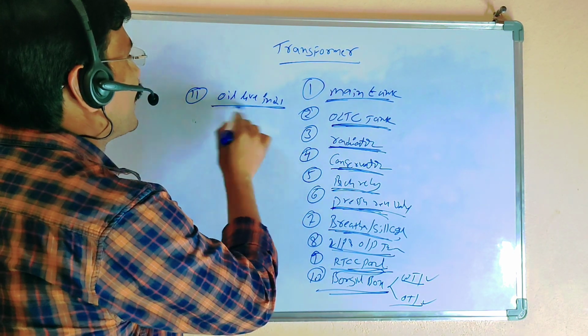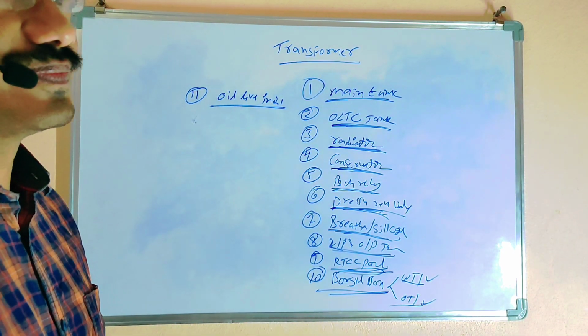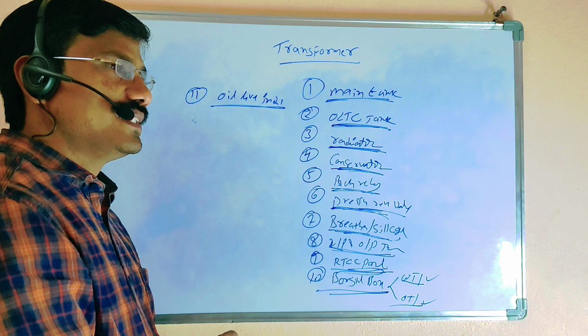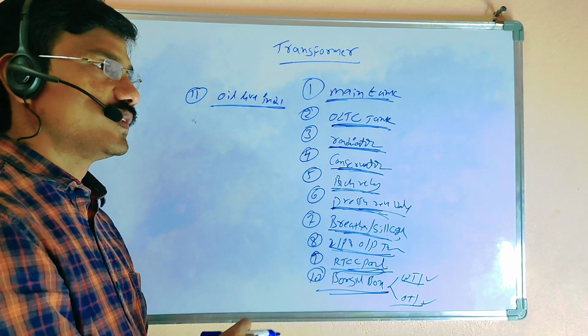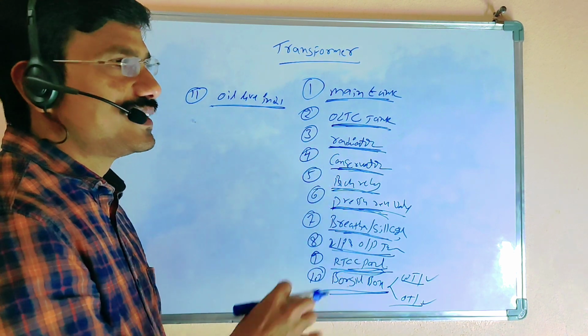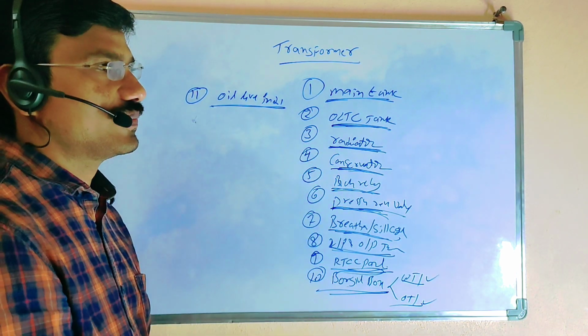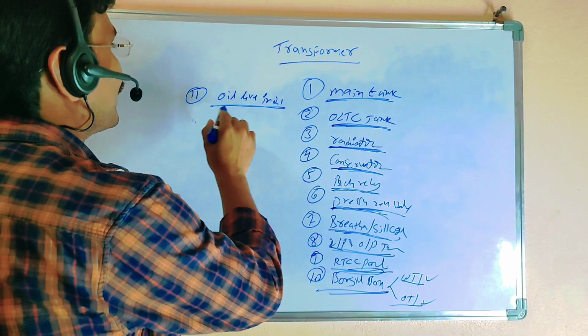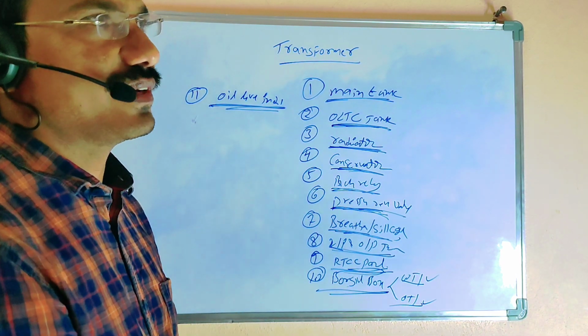One more is the oil level indicators. Means inside of the main tank, how much oil level is there, and in the OLTC tank, how much oil level is there. For those level indication purposes, oil level indication is available.